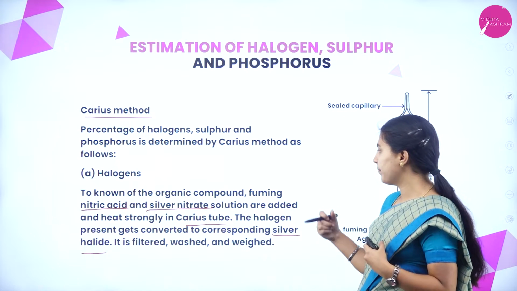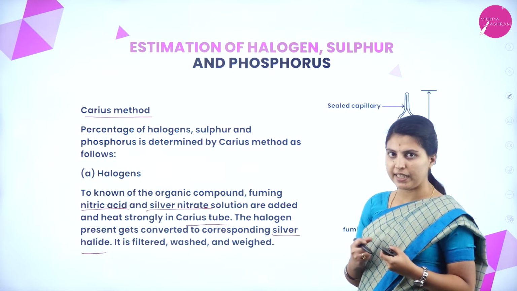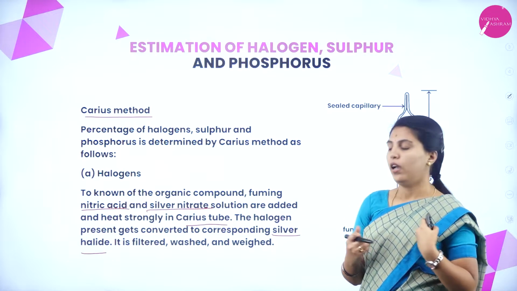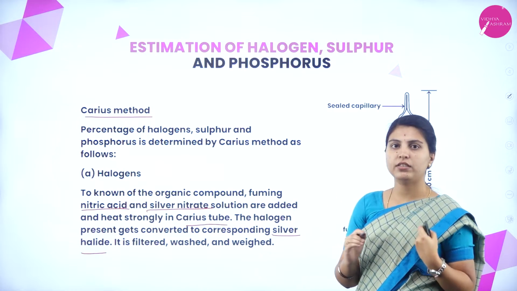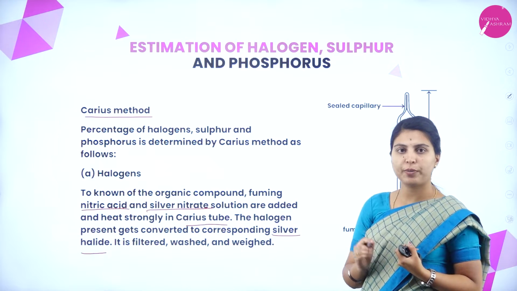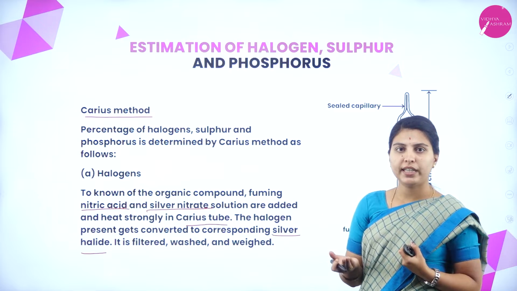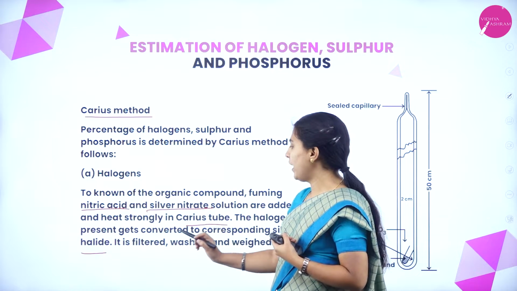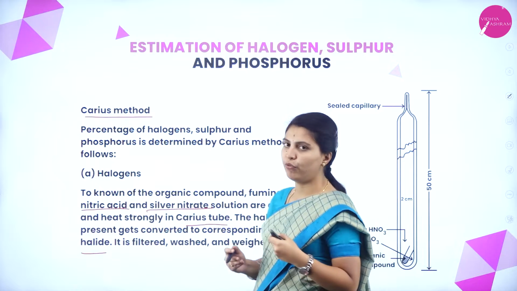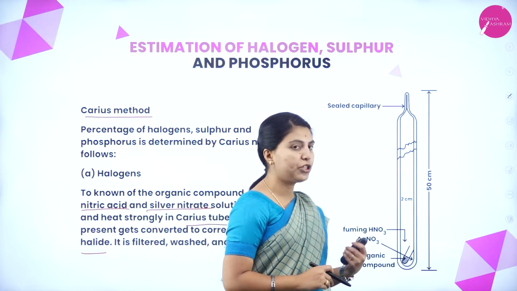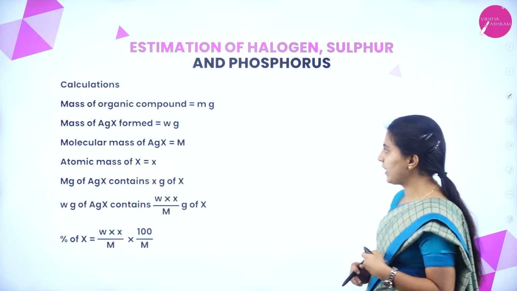After heating, whatever halogen is present will be converted into the corresponding silver halide. If iodide is present in the organic compound, silver iodide; if bromide is present, silver bromide, like that it will be formed, and it should be filtered, washed and weighed. This is a very simple experiment. This is a Carius tube. It should be sealed. We will see the calculations.